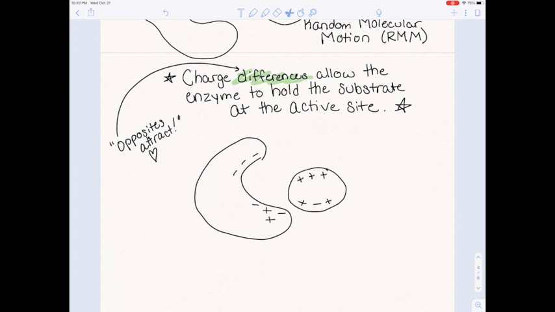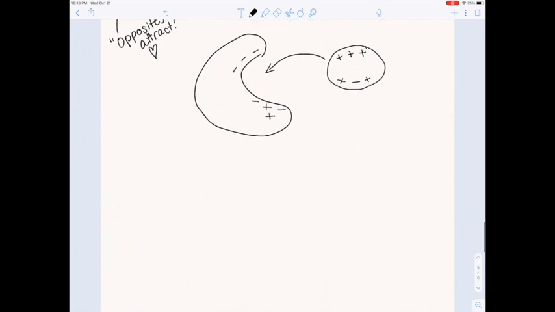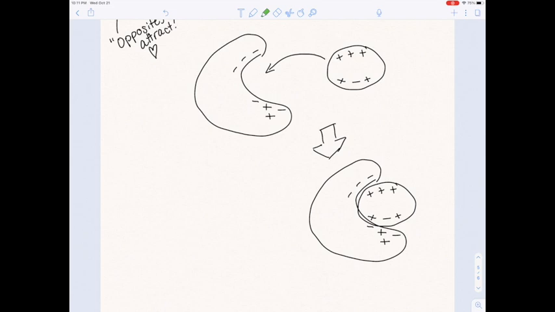So now random molecular motion is happening, and this enzyme is just sitting there. This substrate makes contact, but now because of the opposite charges, it's going to be stuck in there. And I know you guys can't animate it like I just did, so what you can do is just draw that arrow in. And the result that we get is this substrate stuck in this enzyme with the opposite charges attracting. So now that enzyme in the active site is able to hold on to that substrate.